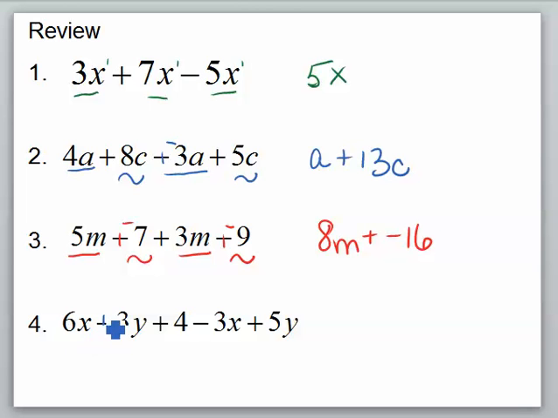On the next one, I have 6x, a negative 3x, and then I have a negative 3y and a 5y, and then the 4 is by itself. So I'm going to put together my x's, which gives me 3x, put together my y's, which give me a 2y, and then I'll put plus 4.